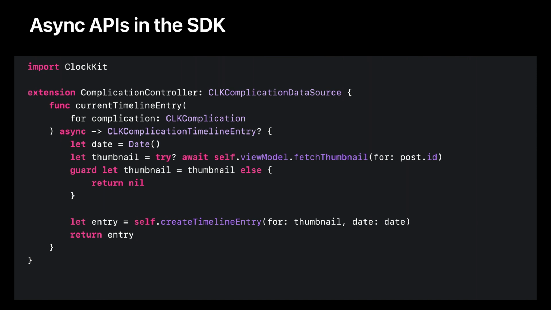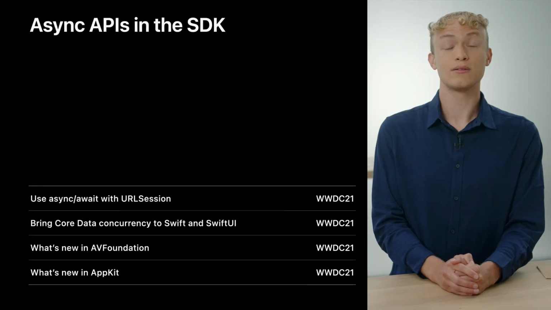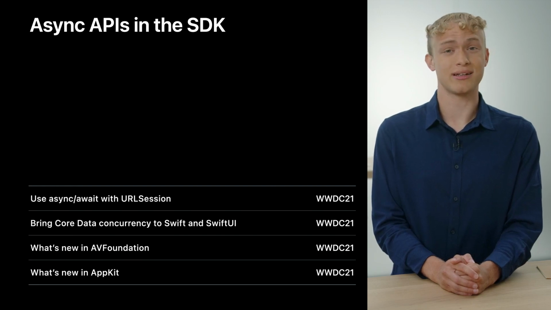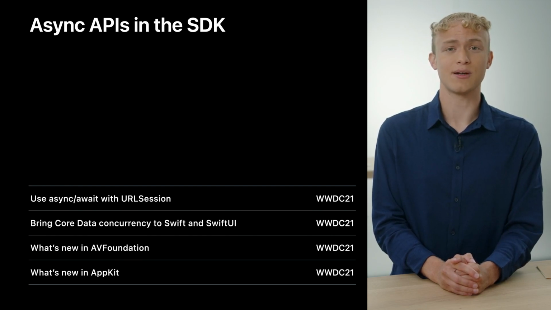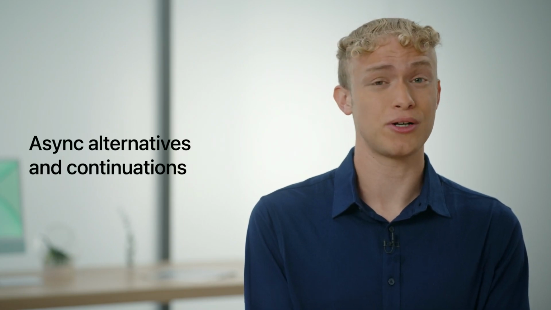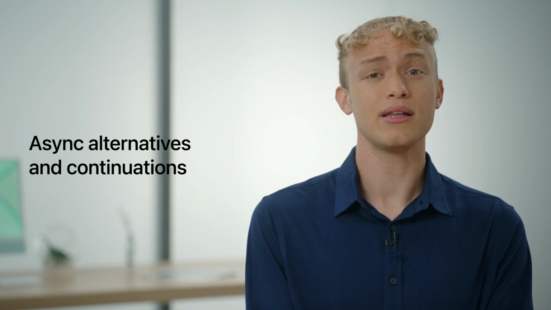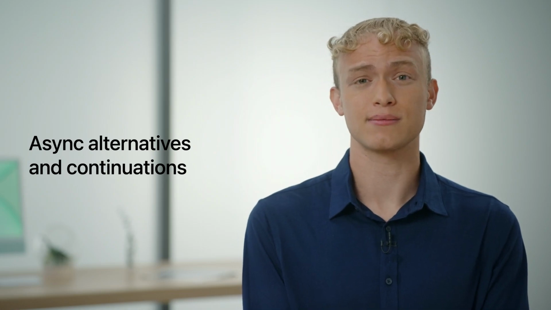The async APIs we've highlighted here barely scratch the surface. To learn more, see these sessions, which go into much greater detail about the APIs themselves and how you can use them when adopting async await. All of these are examples of situations where Swift will create async alternatives on your behalf. But there will inevitably be places in your code where you will need to create an async alternative yourself. Let's see what this looks like in practice.